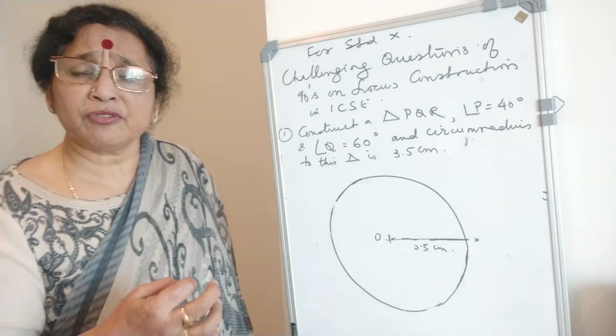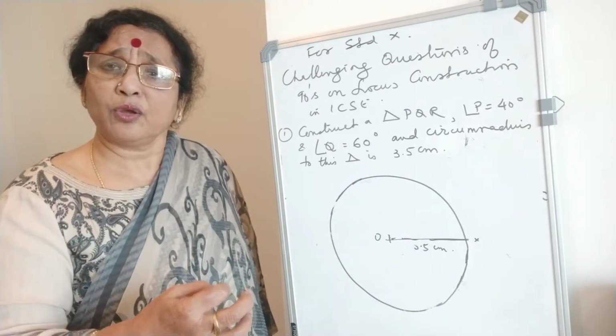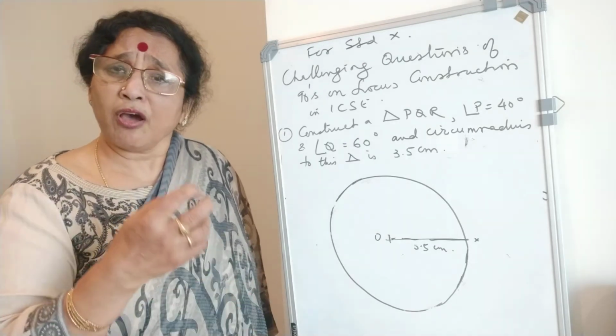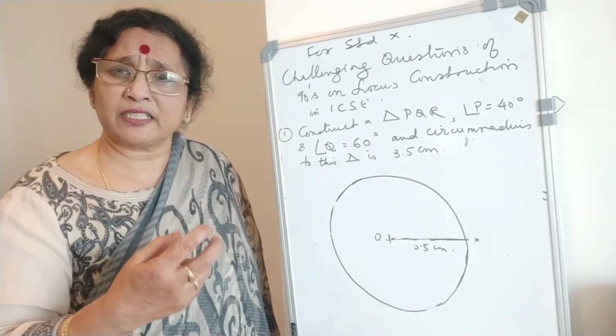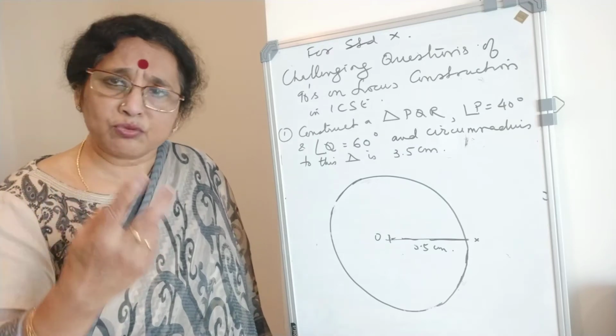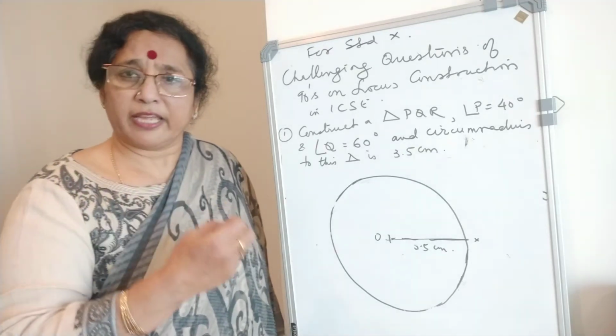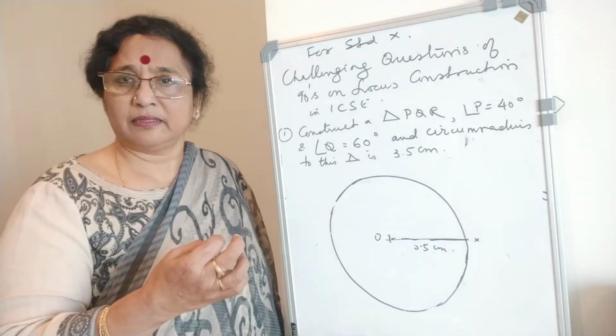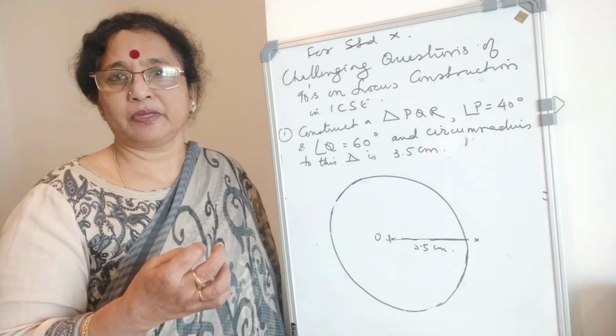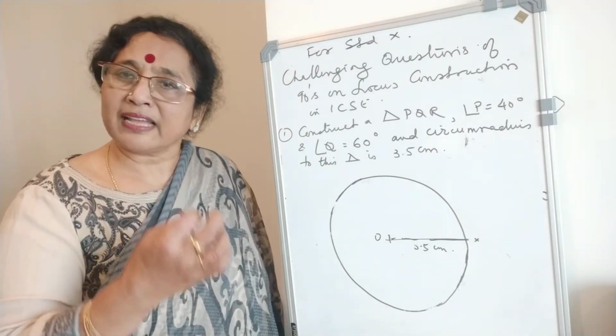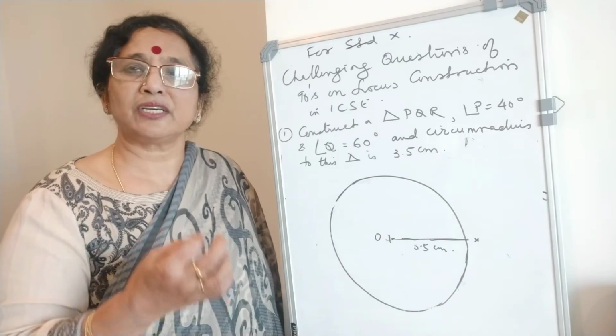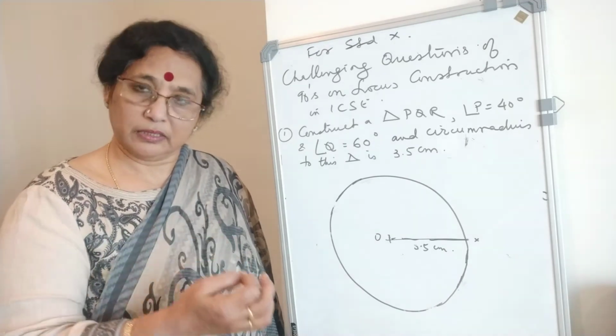you have to just construct the triangle with the given data, draw perpendicular bisectors of not all three sides, any two sides of the triangle, and where they meet, that is the point P. And that is nothing else but the circumcenter of the triangle.